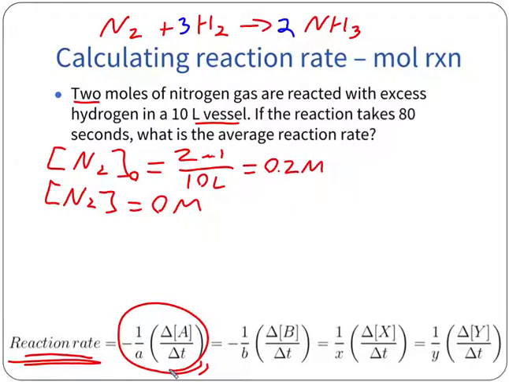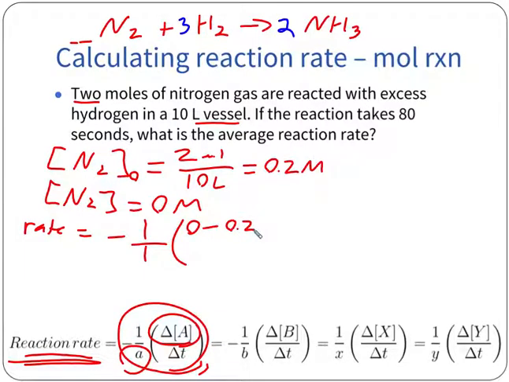And so the rate of the reaction should be negative of 1 over the coefficient. So let's look at the coefficient of nitrogen. Well, that's just 1. So 1 over 1 times the change in the concentration. So it's always final minus original. The final was 0 minus the original was 0.2 divided by the time. Time here was how many seconds? 80 seconds.